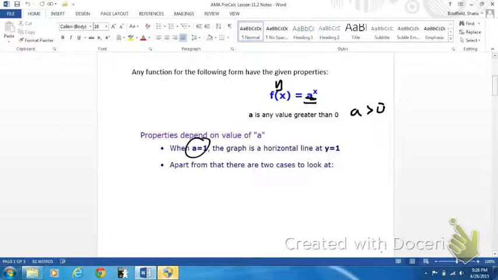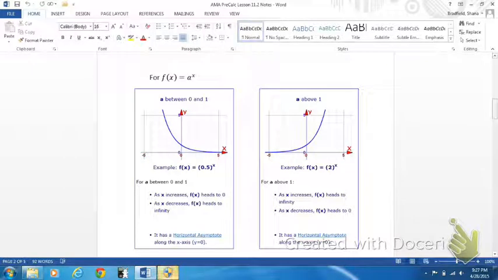So if a is equal to 1, then we end up with a horizontal line, and the equation is just going to be y equals 1. That's because 1 to any exponent, or any power, is just 1. So what happens if it's something other than 1, but still a positive number? That's when we look at these two options, one being where a is between 0 and 1. So a is greater than 0 and less than 1. So we're looking at a decimal.